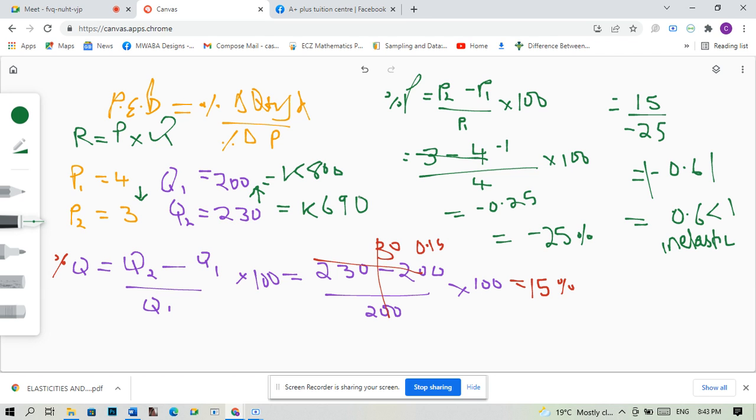So as a firm, if you are selling such a good, which has such a PED, you would know not to reduce the price, because if you reduce the price, even though quantity demanded will change, your revenue won't improve. So as a firm, you wouldn't want to reduce the price on this good.